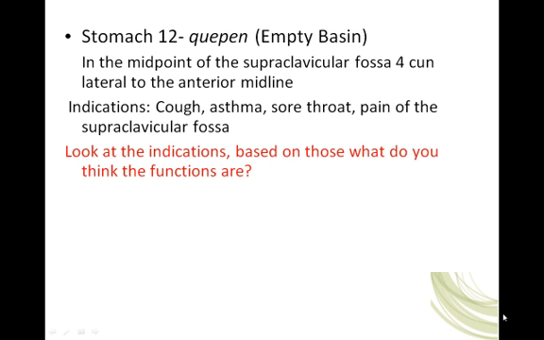This is an interesting point as well because all the primary yang meridians pass through this point except for the urinary bladder meridian. So all of the yang meridians meet at Du 14, right, at the lower border of the spinous process of the 7th cervical vertebra. All of the yang meridians meet there, the primary meridians. Here at stomach 12, all meet except for the urinary bladder meridian.